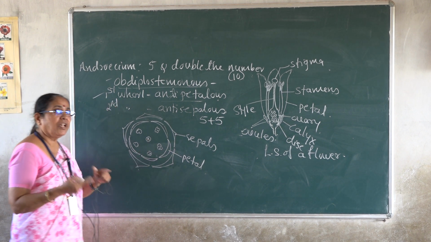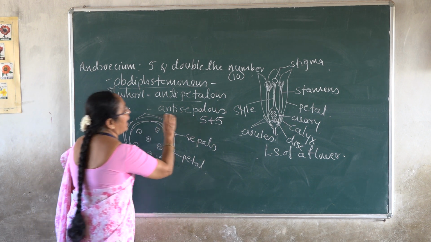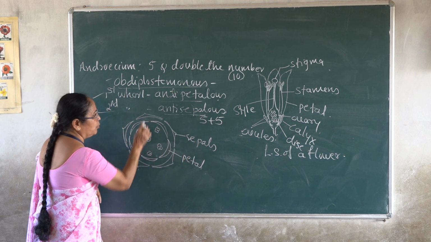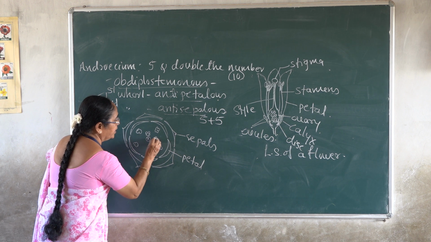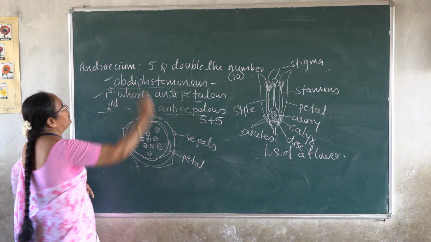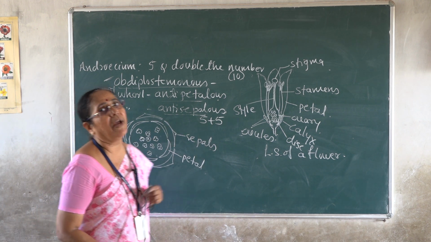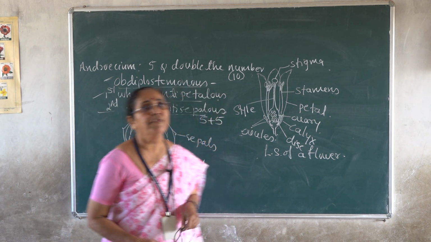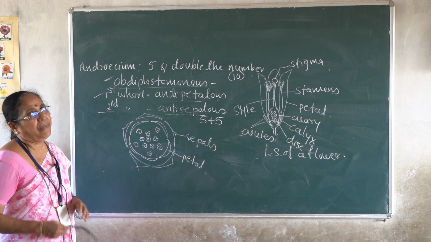When you draw the inner whorl, the second whorl of 5 stamens, it must be antisepalous, exactly opposite to sepals. And this condition is called the obdiplostaminous condition. This is found in the members of Rutaceae family. So the stamens may be 5 in number, or they may be double the number of petals, means 10.